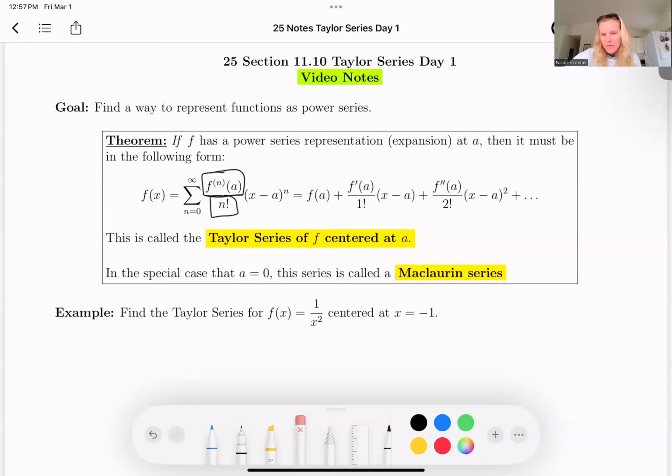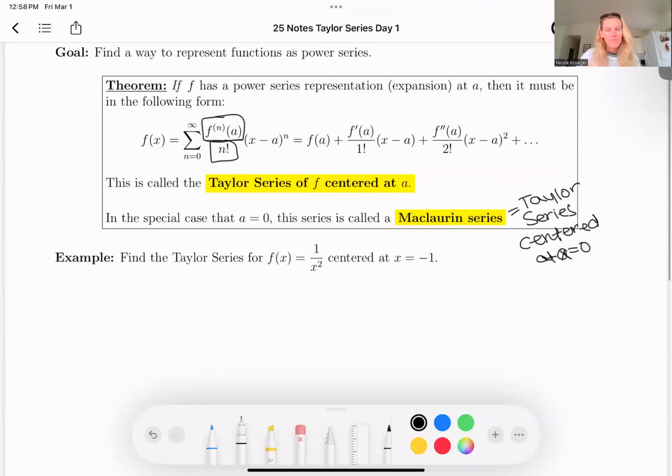If our a value is equal to 0, we call that special case the Maclaurin series. So a Maclaurin series is just the same thing as a Taylor series centered at 0. So don't think of a Maclaurin series as anything different. It's just a Taylor series where we're plugging in 0 for our a values. But we'll use both of these terms just because I want you to be familiar with both of them.